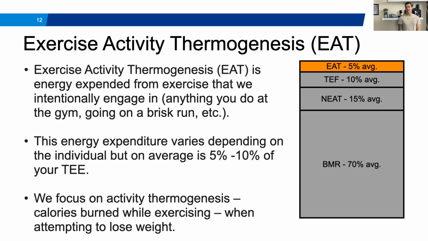The surprising factor for this is that in the average person, this only constitutes about 5 to 10% of the total energy expenditure. Doesn't sound a lot, right? This will vary, obviously, and if you're a highly active person or an athlete training 2, 3, 4 times a day, then obviously your EAT will definitely increase. But generally, in the average person, it's about 5%. So people focus on activity thermogenesis, or the calories burned while they're doing exercise, when they're attempting to lose weight, and I'll come on to that a little bit later.